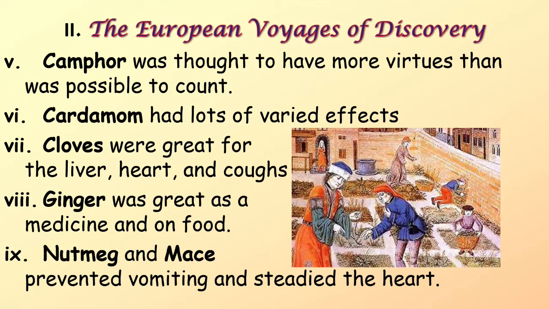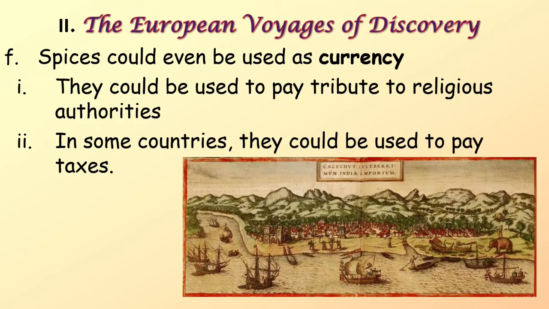Camphor was thought to have more virtues than was possible to count. Cardamom had lots of varied effects. Cloves were great for the liver and the heart and coughs. Ginger was great as a medicine and on food. Nutmeg and mace prevented vomiting and steadied the heart.